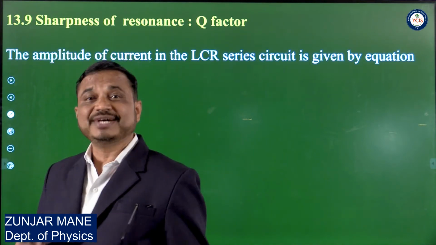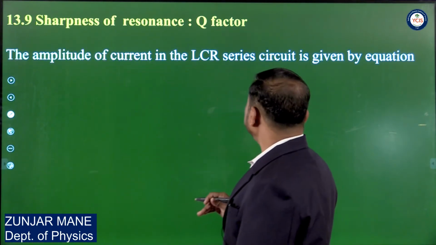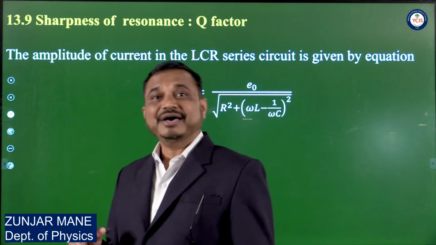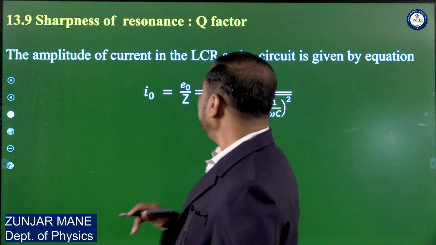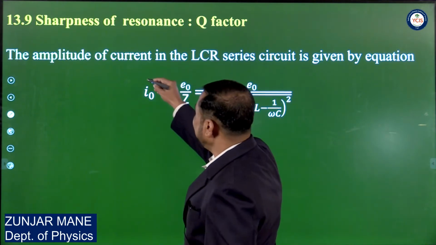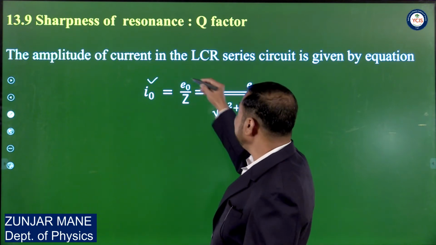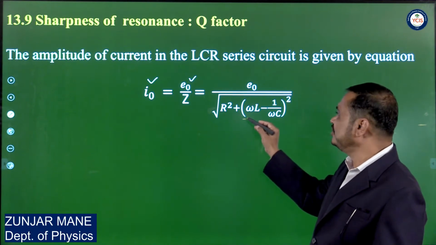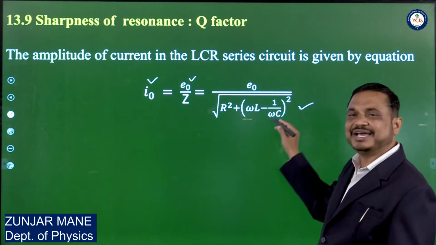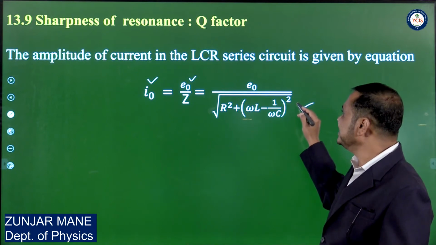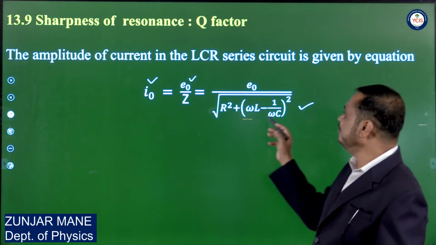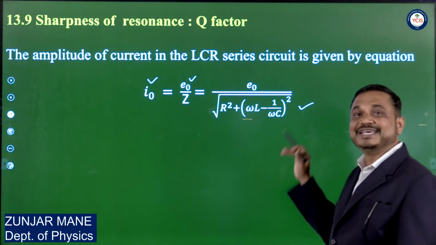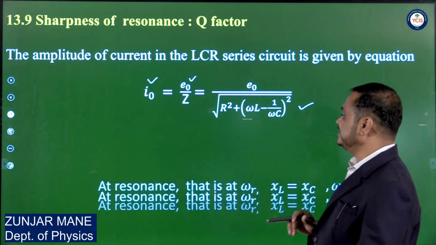The amplitude of current, that is the maximum current in an LCR circuit, is given by the equation: maximum current I0, and that I0 according to Ohm's law is equal to E0 upon Z, and we know that Z is equal to under root R square plus (omega L minus 1 upon omega C) bracket square, where omega L is the inductive reactance and 1 upon omega C is the capacitive reactance.